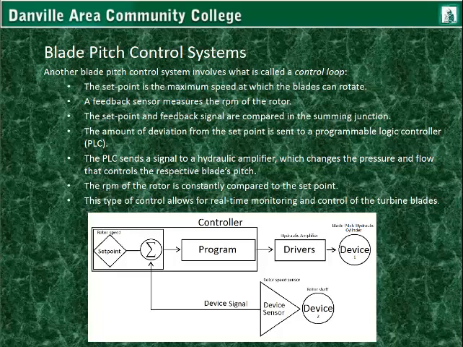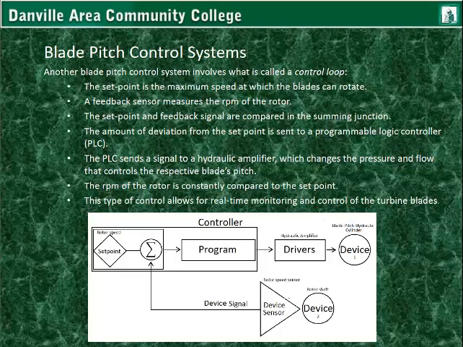And looking at the diagram, you see the rotor shaft, which would be the low speed shaft, and the rotor speed sensor, and that signal goes to the controller. And if the rotor shaft speed is too high, in other words it's above the set point that's been programmed into the controller, the controller will activate the hydraulic amplifier and adjust the blade pitch.